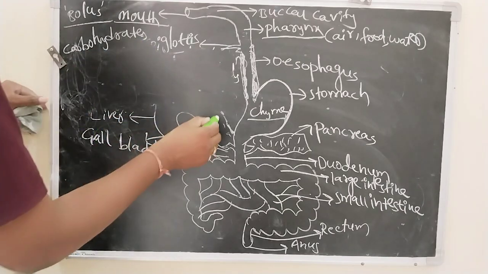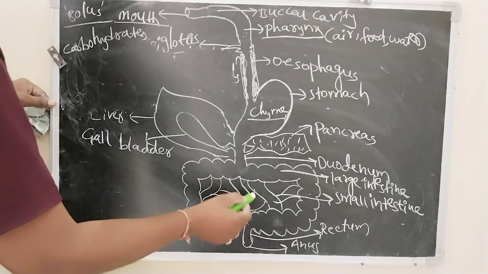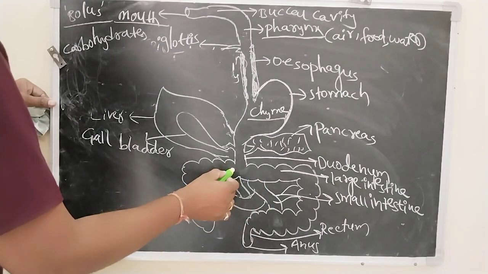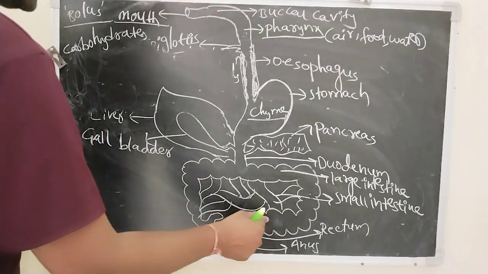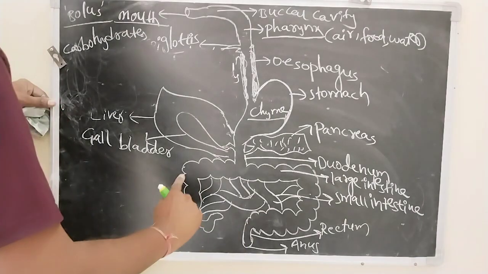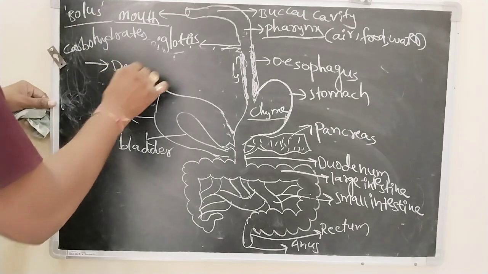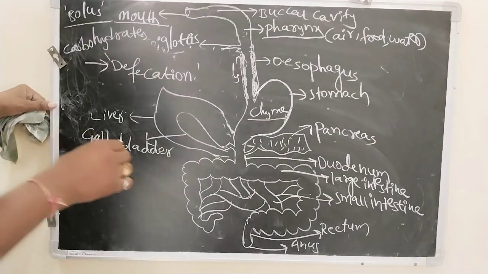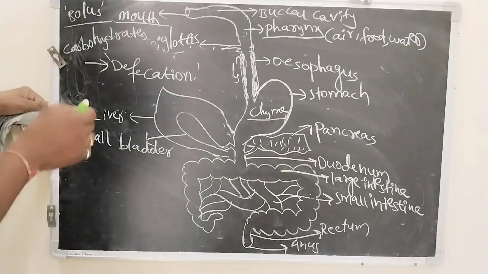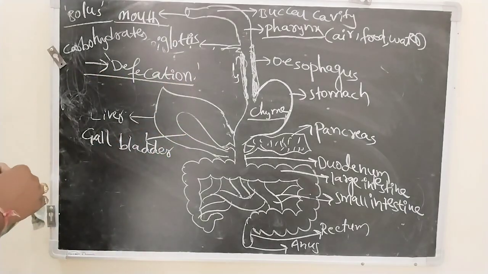Next, whatever food is not digested, which is not required by our body, enters the large intestine. Okay, from here no further digestion occurs, and that undigested or unwanted waste material is sent outside through the rectum and anus. This process is called defecation. What is defecation? The process of removal of unwanted or undigested food material from the body to the outside through the rectum and anus is called defecation. Okay, so this is about the human digestive system.